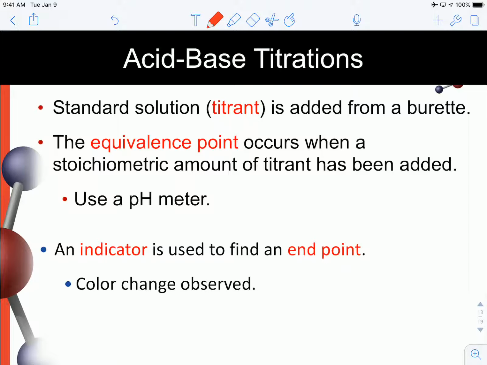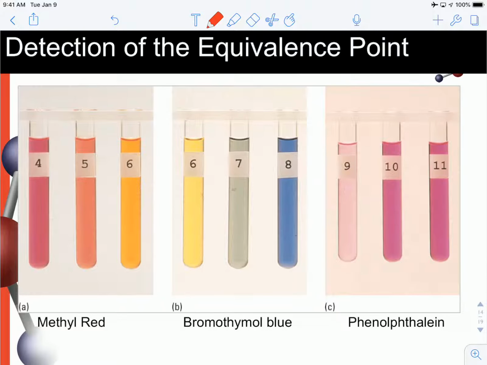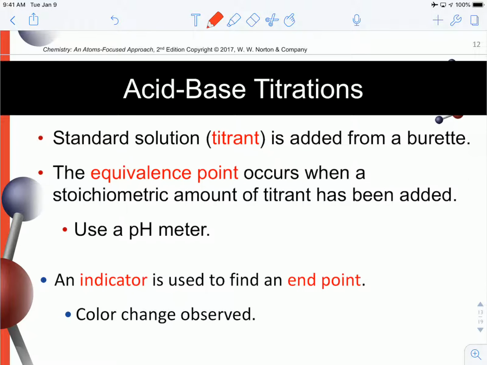One of the other topics, this is something that was introduced back in chapter 8, acid-base titrations, and you just need to get familiar with some of this terminology. You can look at this back in chapter 8. Indicators. This is just showing you some different color changes you actually see. It's important to realize that the endpoint and the equivalence point are not the same.